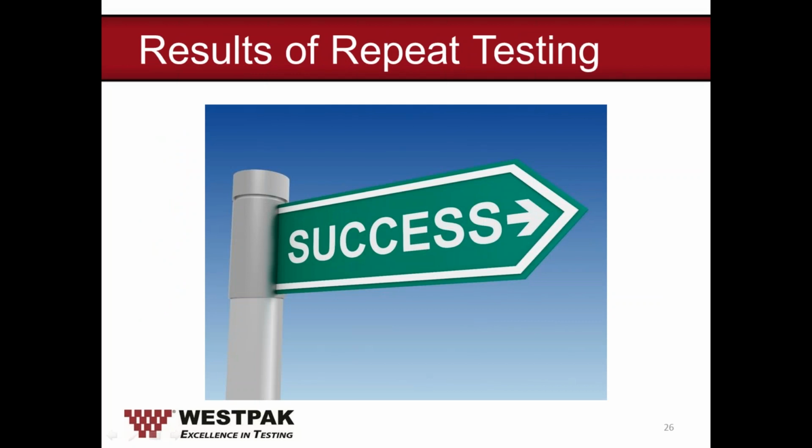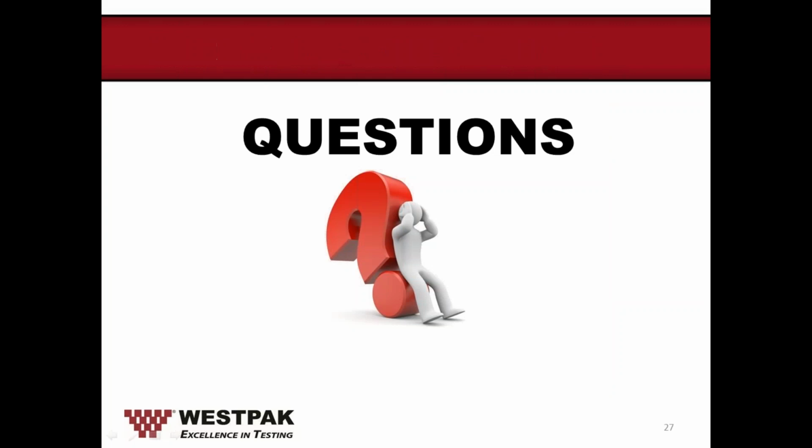The results of the repeat testing: it went through the conditioning, went to ASTM D4169 distribution cycle 3 at assurance level 1. It was successful. He didn't have compression failure anymore. This is the end of case study number 1. If you have any questions, please address them now or wait until the end of the webinar.